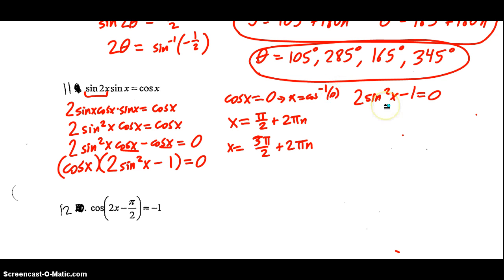All right, now for this guy. I'm going to add 1. 2 sine squared x equals 1. So the sine squared is 1/2. Well, that's fine and dandy. My table gives me sine, not sine squared. So I'm going to take the square root.